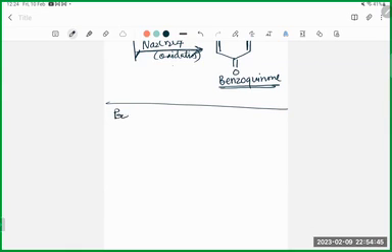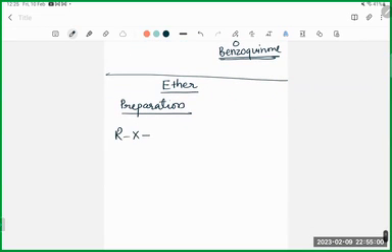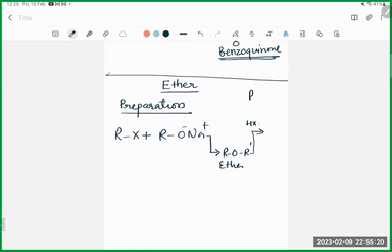So for preparation, let me draw the ether first, right? Ethers, preparation. Preparation is done by two ways: RX plus RONa. This is by the Williamson synthesis, right? Remember, it gives the product as the ROR' ether. Okay. Then the same thing can be reacted with HX. So this can be read as the properties.